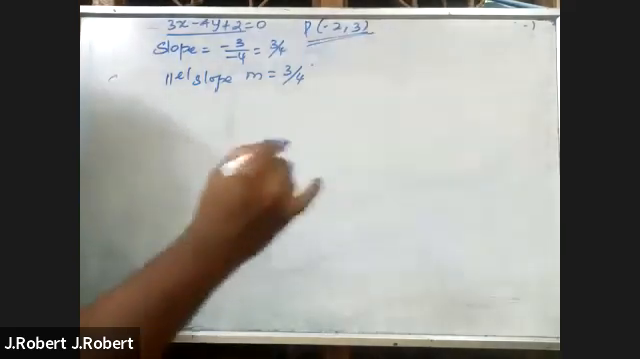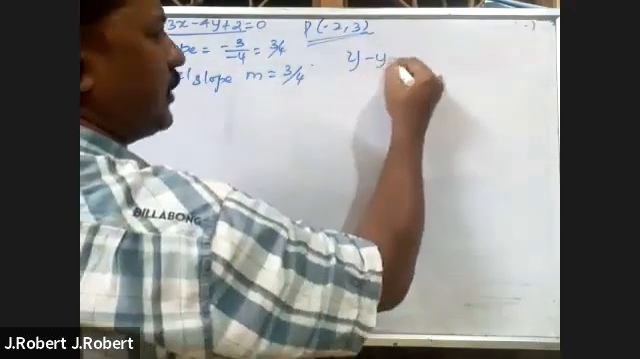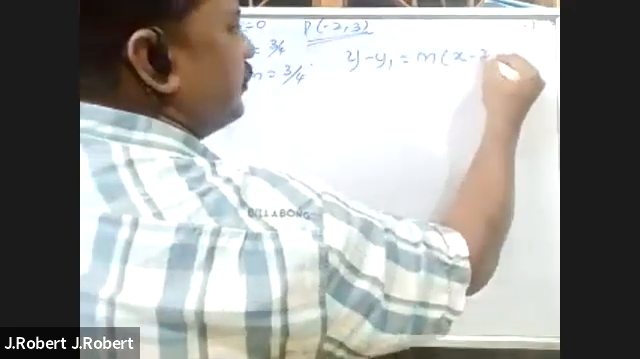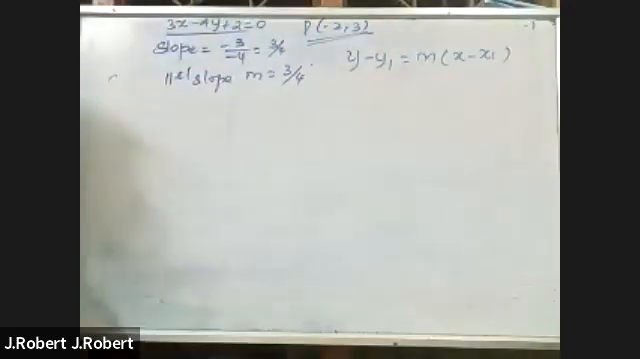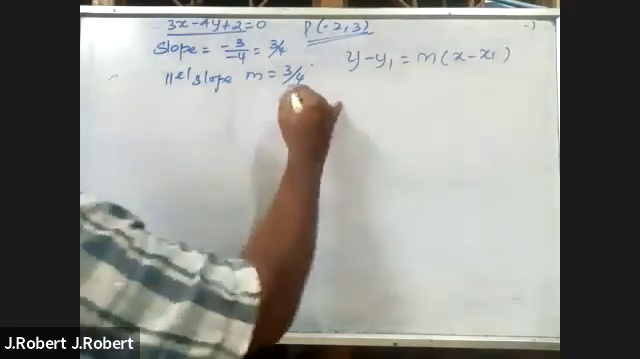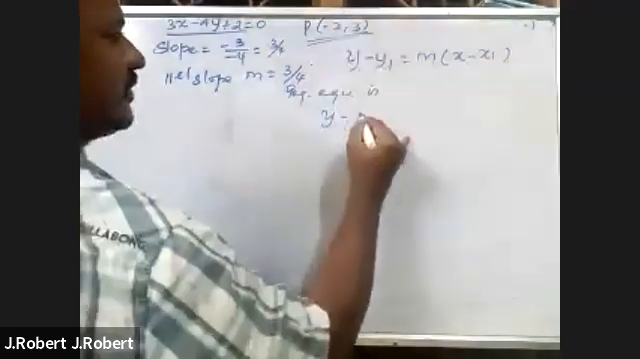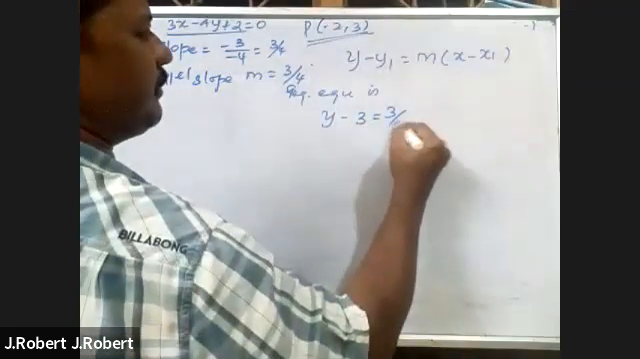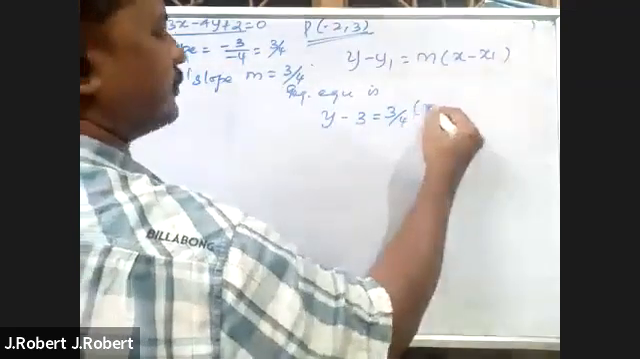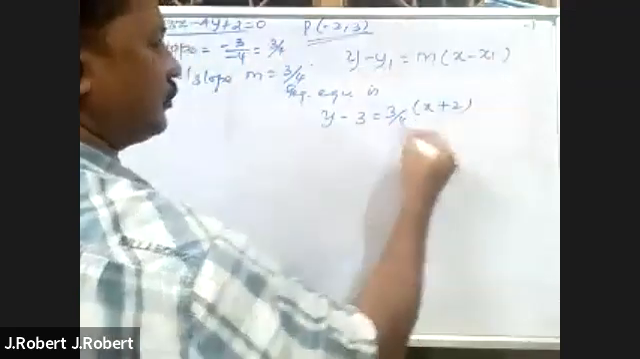Our slope 1 point formula, the formula is y minus y1 is equals to m into x minus x1. So far we have discussed only the 2 point formula. Now it is 1 point and slope given. Therefore the required equation is y minus y1 equals m into 3 by 4 into x minus x1, that is x plus 2.